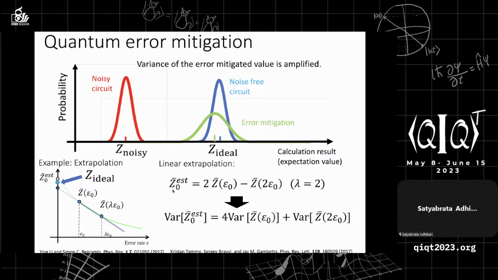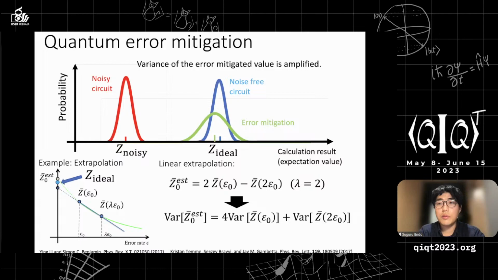Endo, may I ask a question? This Z bar epsilon zero and Z bar two epsilon zero may be considered random variables. So are these two random variables independent? Yes, I just assume so. At one time we can measure only this result, and after a long time we can independently measure this result. In that case, we can perhaps ignore the correlation between them.